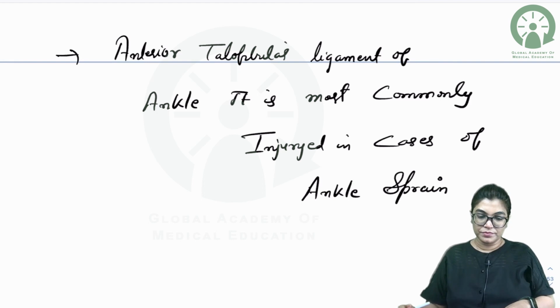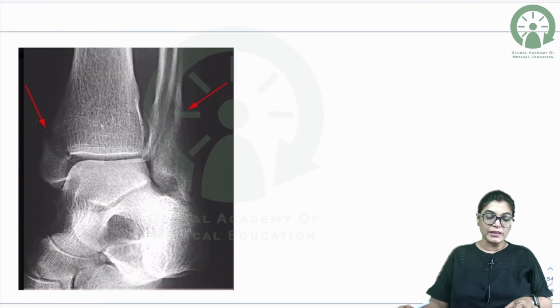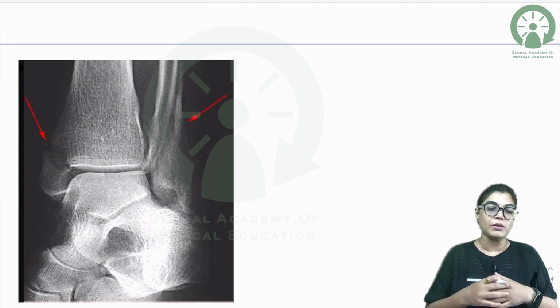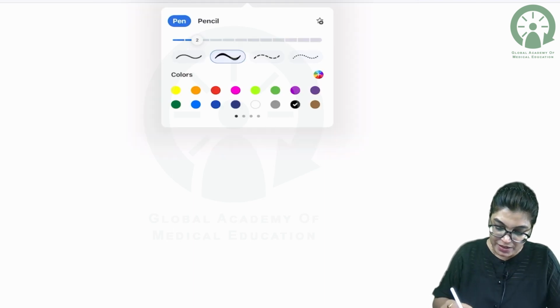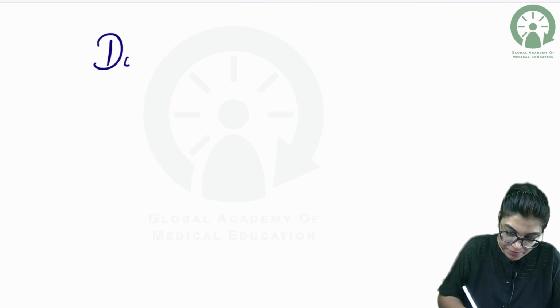Now, so done with this. Before proceeding to one more important aspect, I want to tell you about the movements of the ankle joint, and then I will talk about Pott's fracture. So, please write down movements of ankle joint. Two important movements are taking place at the ankle joint. These movements are dorsiflexion and plantar flexion.